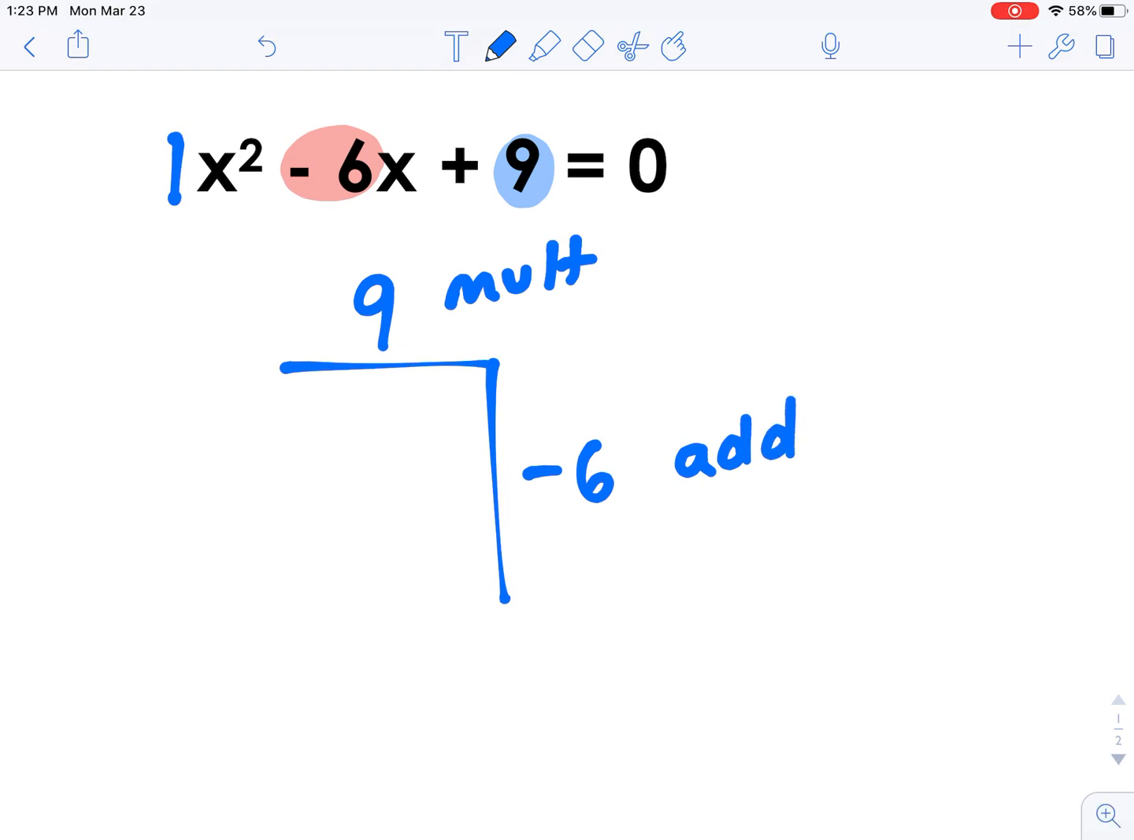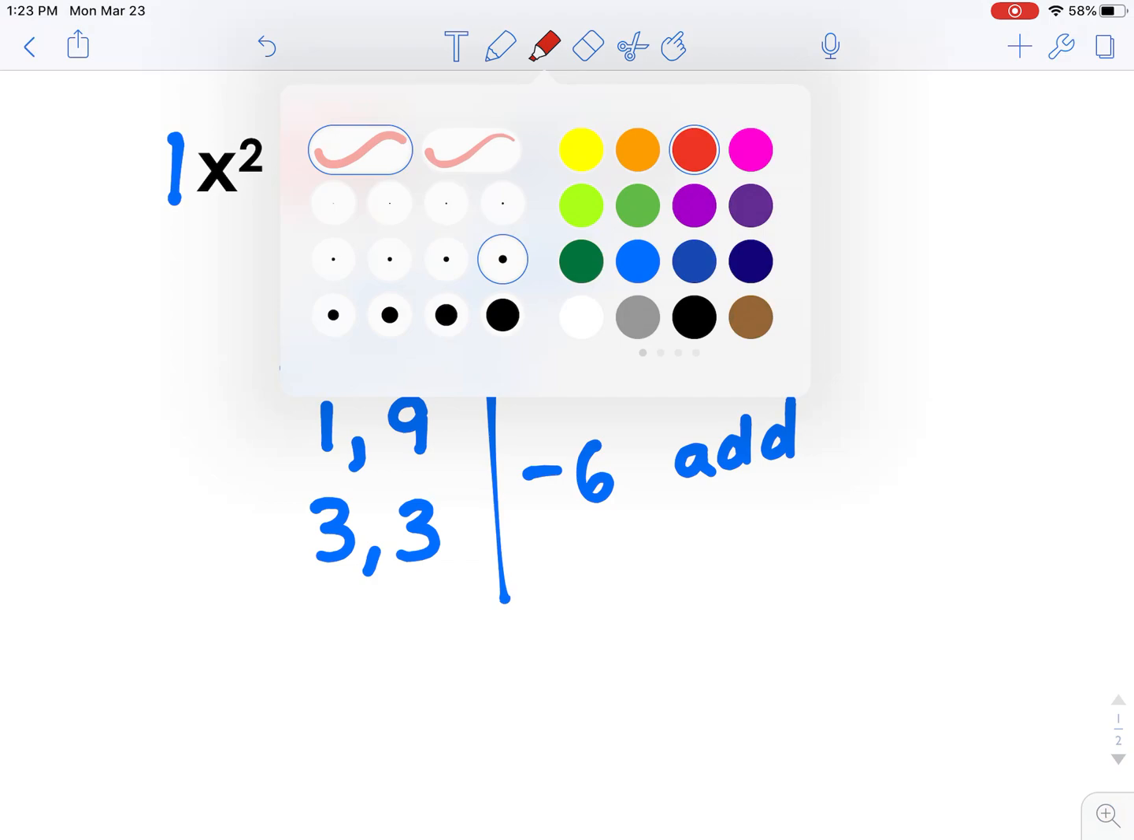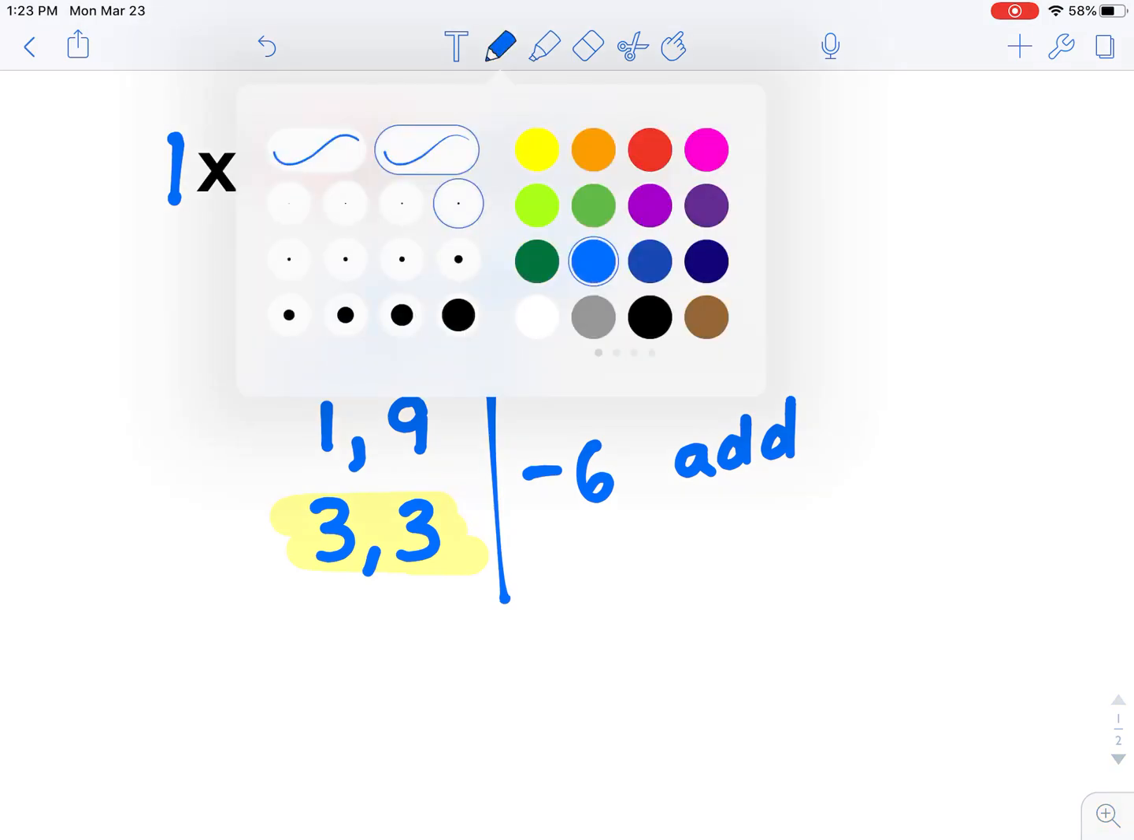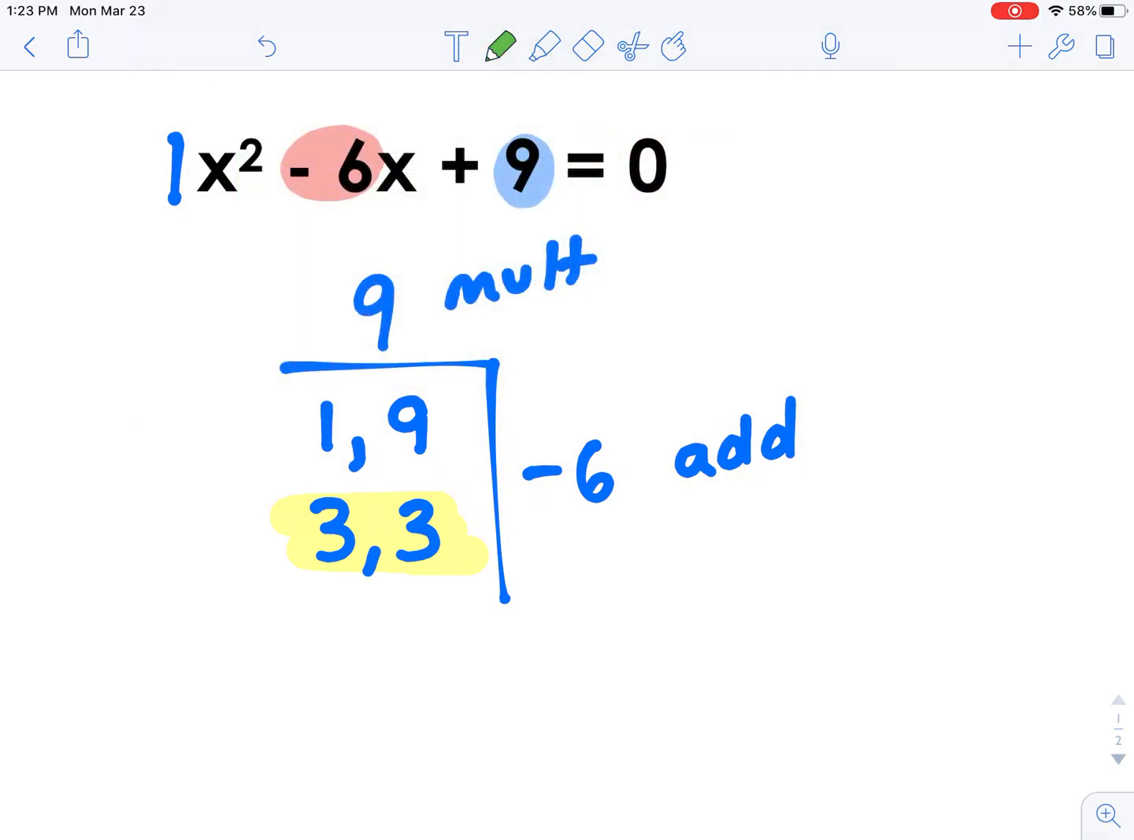So multiplying to 9, it's 1 and 9, or our other option is 3 and 3. So which combination would we use to get to that negative 6? I agree it's the 3 and the 3, but we want to think of how we can multiply to be a positive and add to be a negative 6. And that would make them both negative.